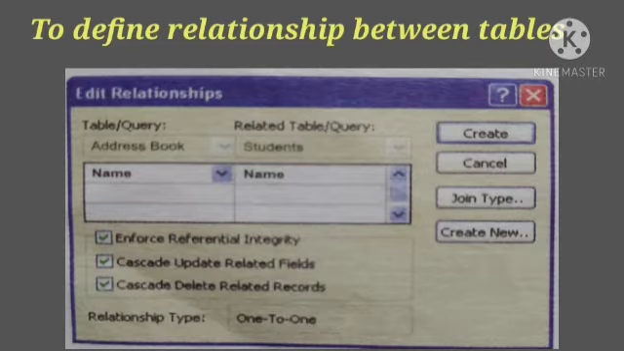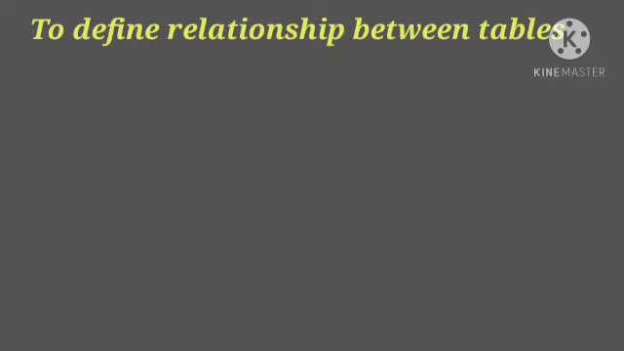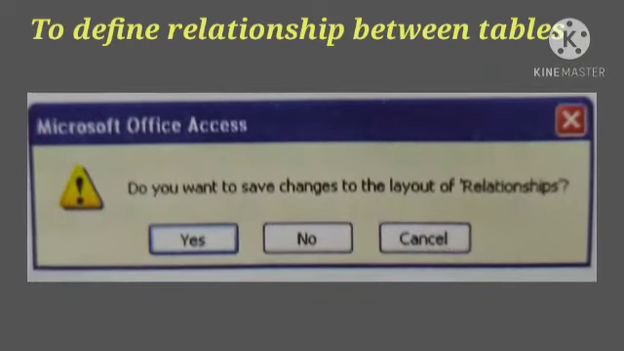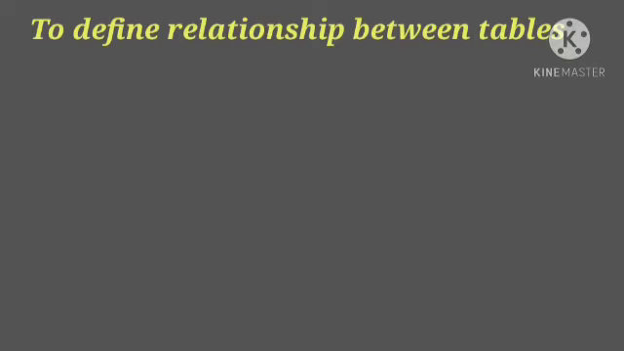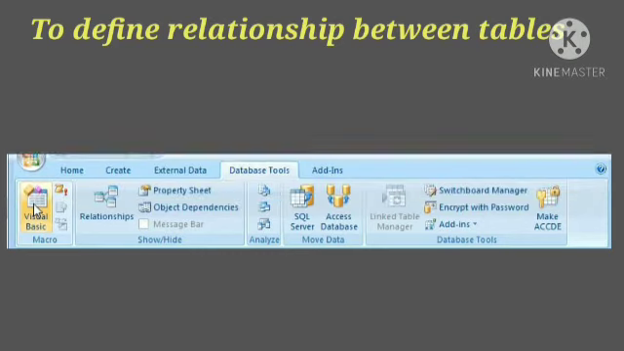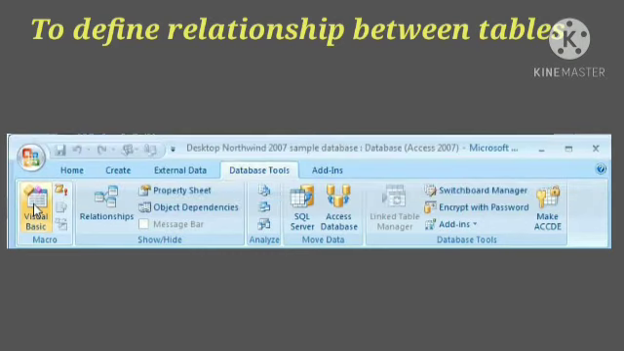Whenever you close the Relationships window, Access asks if you want to save the layout. Whether you save the layout or not, the relationships you have created are saved in the database. The tables are now related. If the Relationships toolbar is not visible, select the Database Tools tab, Relationships option in the Show/Hide group.